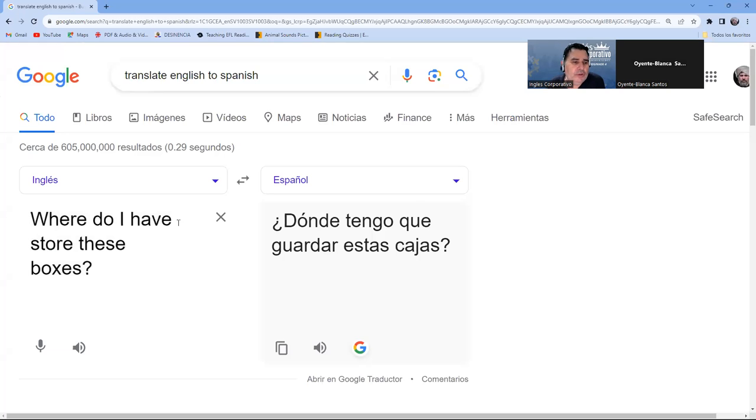Okay, share with sound. So what you have to do is, here you have a microphone, and here you have a symbol of sound. Well, the symbol of sound is the one that you click on. Where do I have to store these boxes? And you listen to the pronunciation.